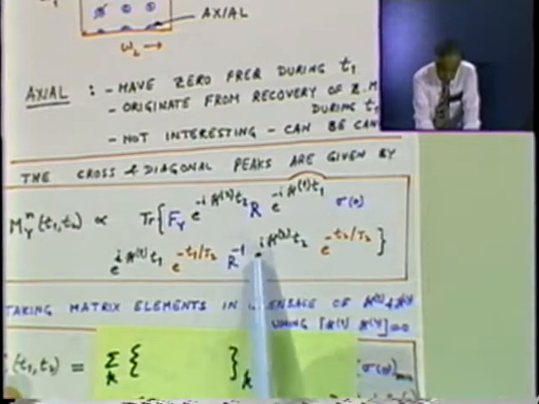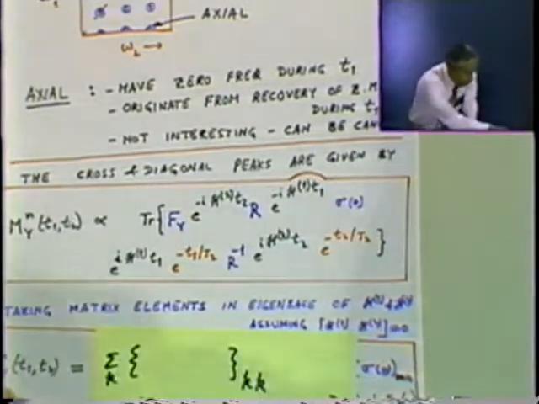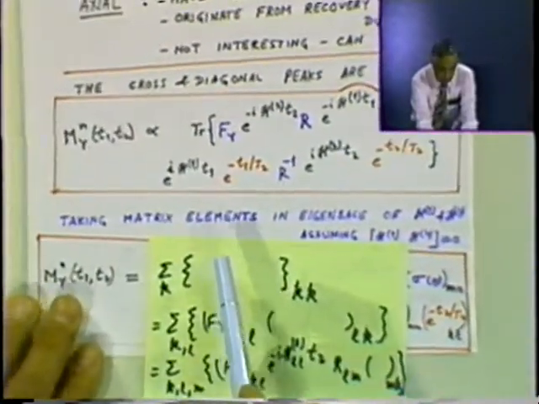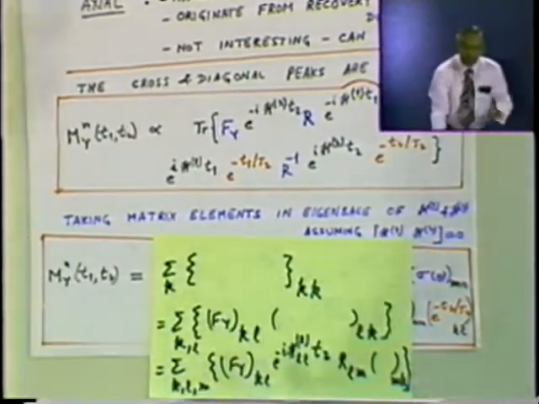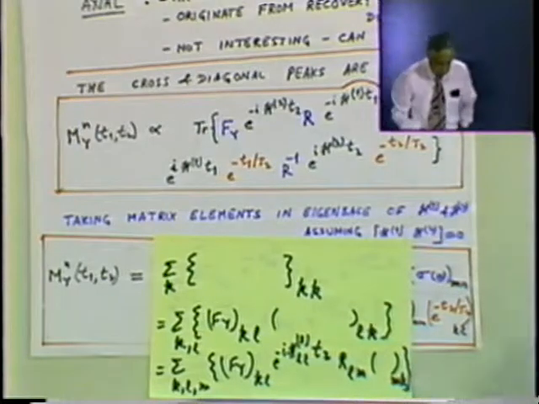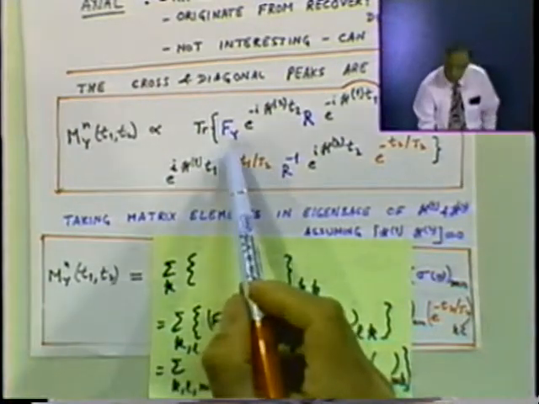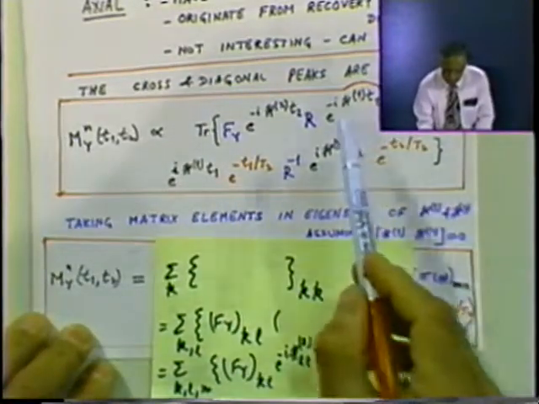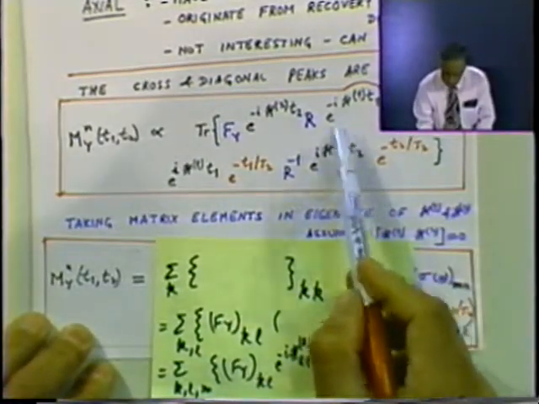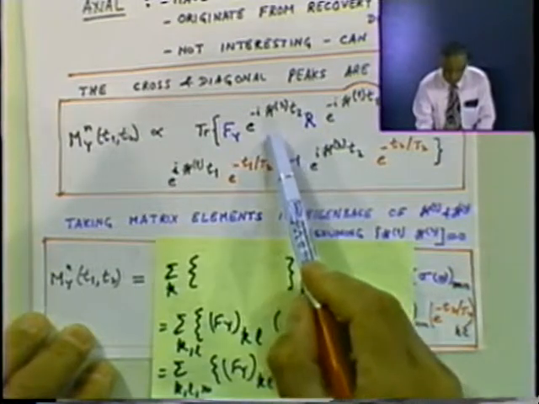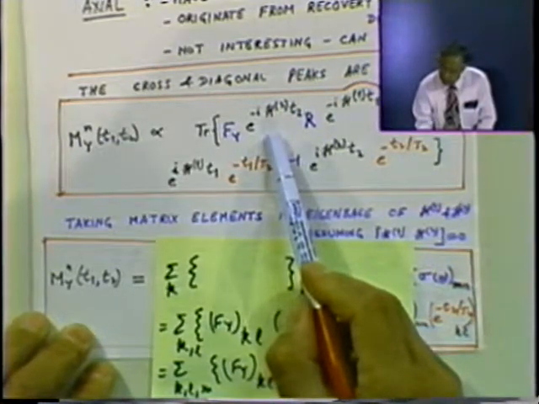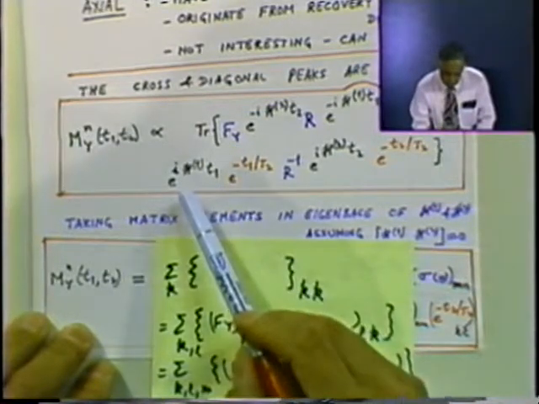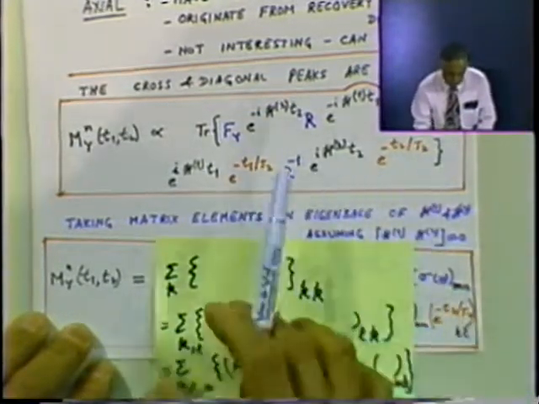There is nothing I have done here except rewriting, combining all the things and rewriting the same thing. Okay, this is just the same as what I have written before. In 4 different steps I have written down in 1 step. Okay, and taken a trace with the detection operator Fy. This was the starting density matrix. This was what happened during t1, small t1. This is the mixing operator. This is what happened during t2, and this is the detection operator. And the relaxation terms are given in red.